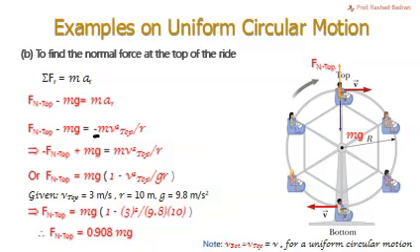Again, as you can see, the velocity at the top and the velocity at the bottom are the same, because this is a uniform motion with constant speed.